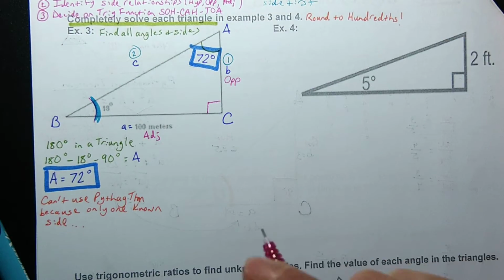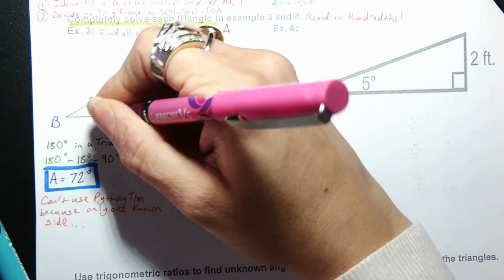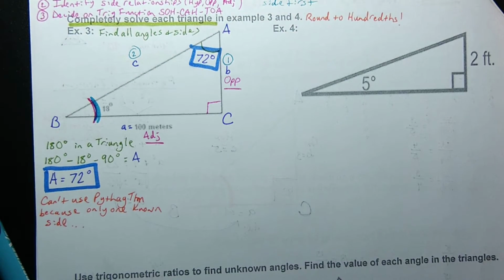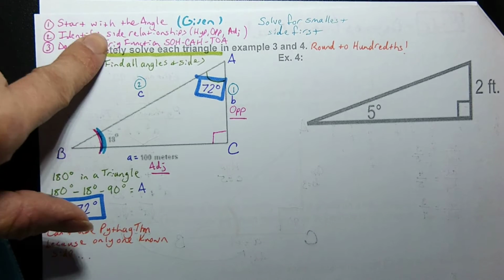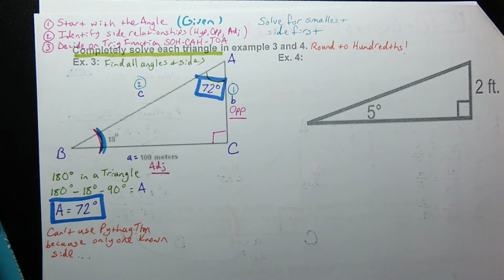So then we look at our givens. We've got adjacent, we've got the angle, and the first side we are looking for is opposite. So we've done the first two steps. Started with the angle, bam. Identify the side relationship, opposite and adjacent. And now we're going to decide on what trig function describes this relationship. Folks, we have OA. Is that sine, cosine, or tangent?